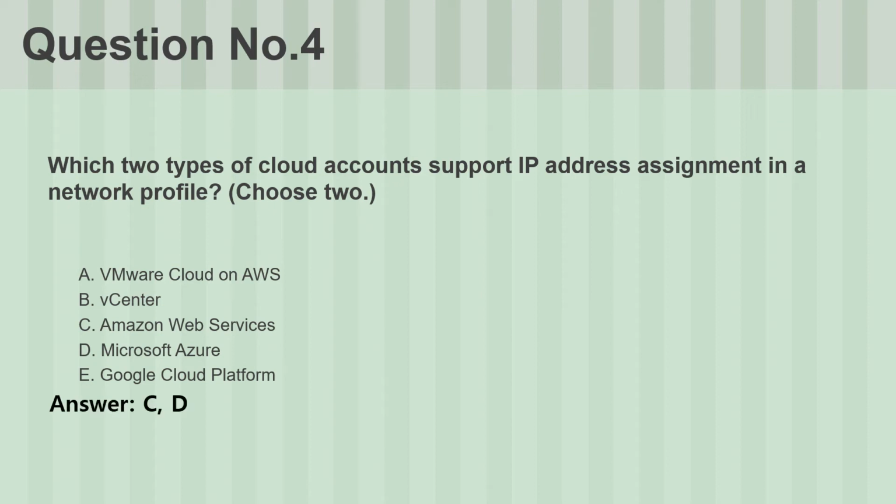Question number 4. Which two types of cloud accounts support IP address assignment in a network profile? Choose 2. A. VMware Cloud on AWS. B. vCenter. C. Amazon Web Services. D. Microsoft Azure. E. Google Cloud Platform. Answer: C, D.